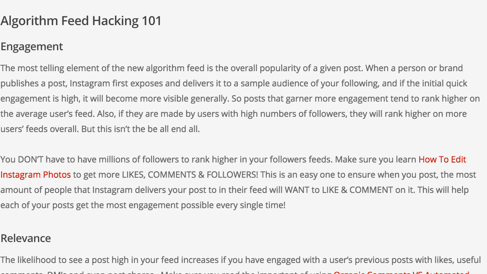The Algorithm Feed Hacking 101. Engagement. The most telling element of the new algorithm feed is the overall popularity of a given post. When a person or brand publishes a post, Instagram first exposes that post and delivers it to a sample audience of your following. If the initial quick engagement from that initial sampling of your audience is high, it'll become more visible generally across all of your other followers, thus allowing it to get more likes and more comments. If it's not, it will get a lower weighting and won't show up as high in other people's feeds. So posts that garner more engagement tend to rank higher on other people's average feeds.